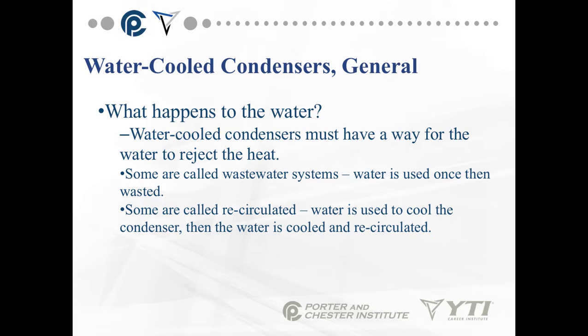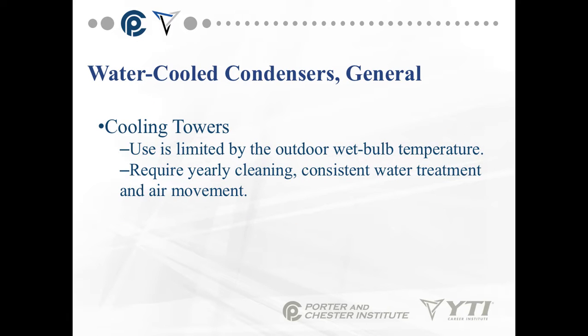Now, we have one way of doing it. Some systems are called wastewater systems. Water's used once and then wasted. Obviously, this is causing problems in very many communities, especially for people who have to pay for water. The others are called recirculated systems. The water is used to cool the condenser, and then the water is cooled and recirculated. These are the most frequent at this point.